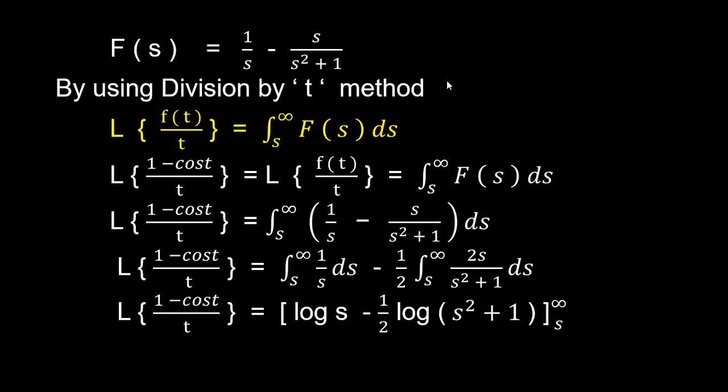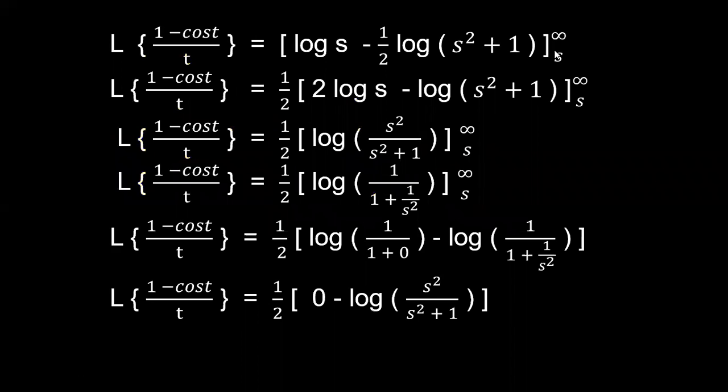Now you have to simplify this one. So log s minus 1 by 2 log of s square plus 1. Take 2 as the LCM, taking 1 by 2 outside. 2 is multiplied to this term: 2 log s minus log of s square plus 1, with 1 by 2 taken outside.